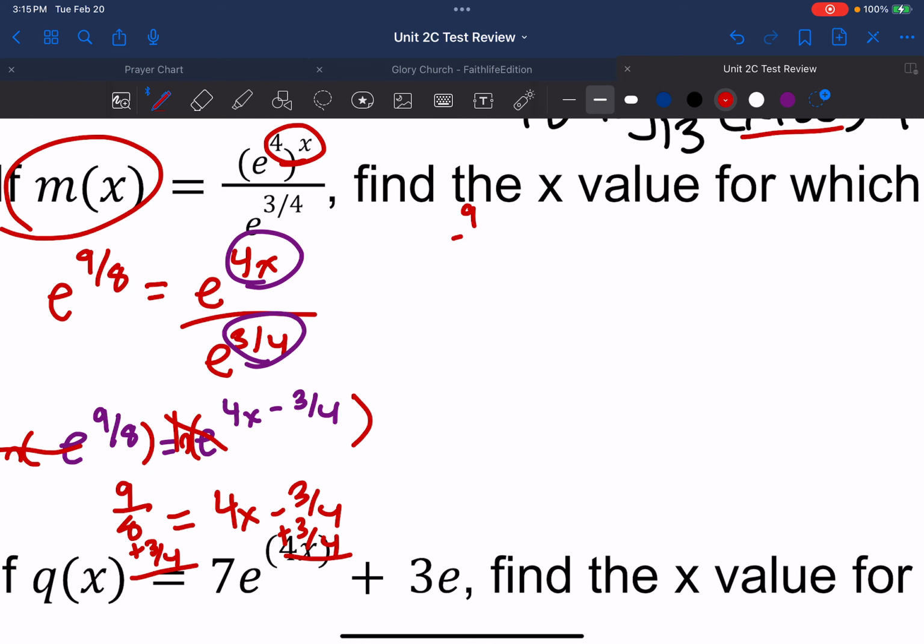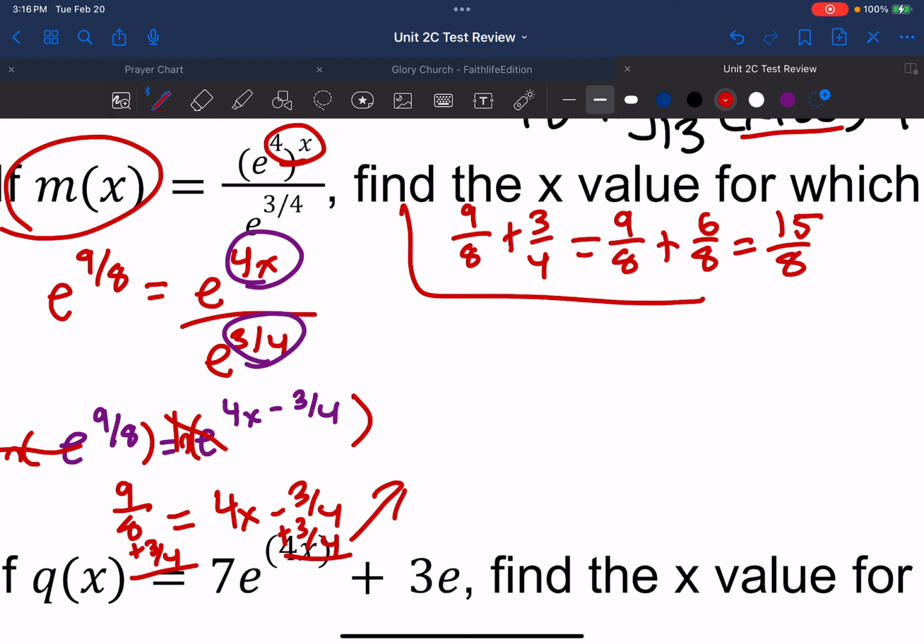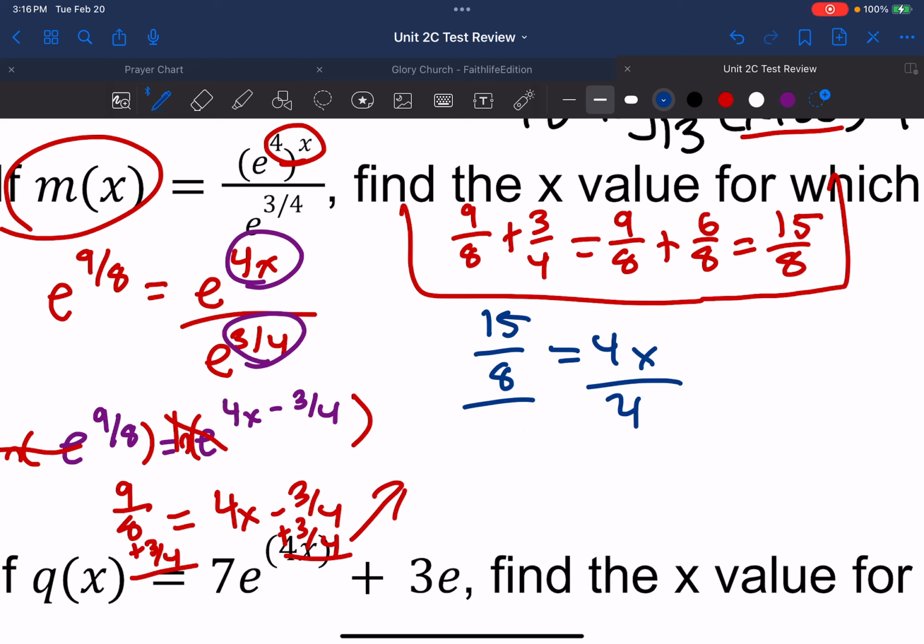I'm going to do that up here, 9/8 plus 3/4, because remember, you're not going to have a calculator for this, so you've got to get them a common base. We can make it a common base of 8. So I'm going to have 9 over 8 plus 6 over 8, which is 15 over 8. So up here, I'm going to write it in blue. I'm going to have 15 over 8 equals 4x. So I need to divide by 4 on both sides.